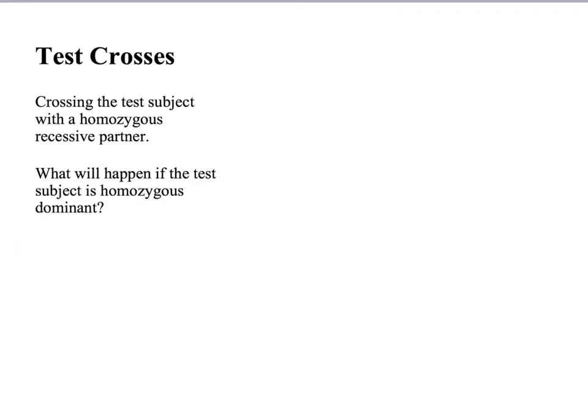A test cross is done when we're not entirely sure what a particular individual is, whether they're homozygous or heterozygous. And the way we do this is to cross them with a homozygous recessive partner. If we cross them with a homozygous recessive partner, we will get different combinations of alleles in the offspring depending on whether or not the test subject is homozygous or heterozygous. So if we think about it, what would happen if the test subject was homozygous dominant?